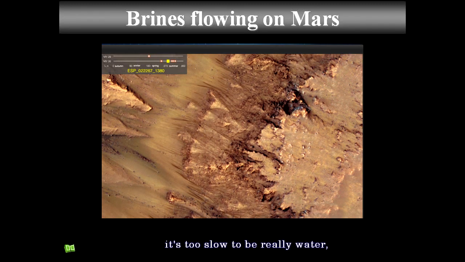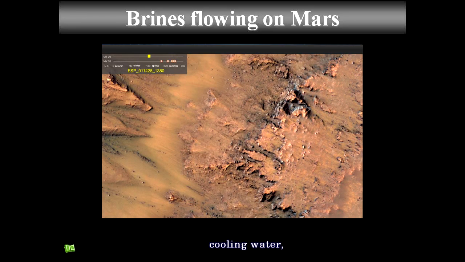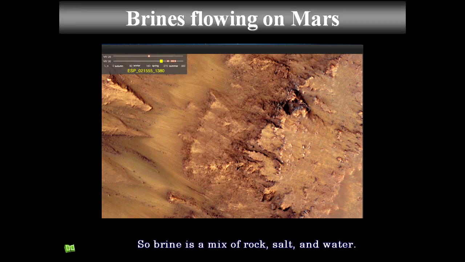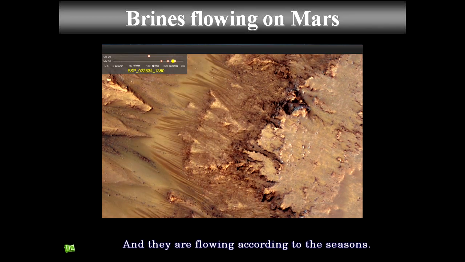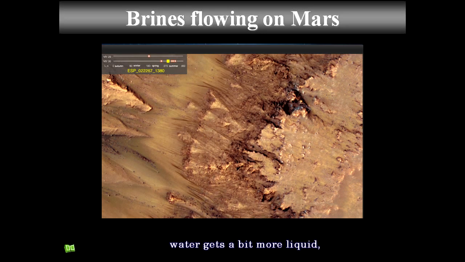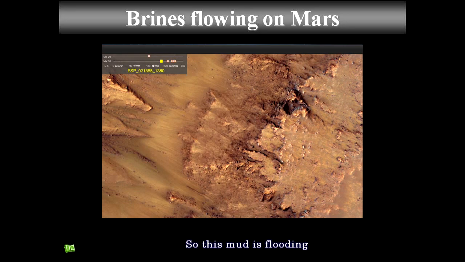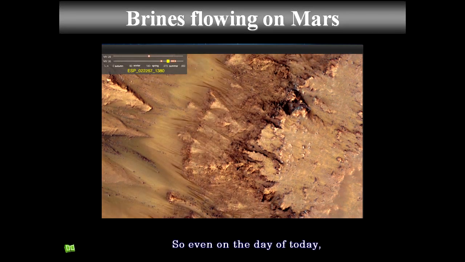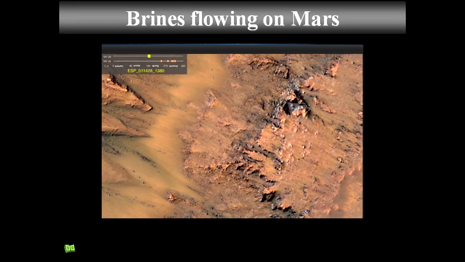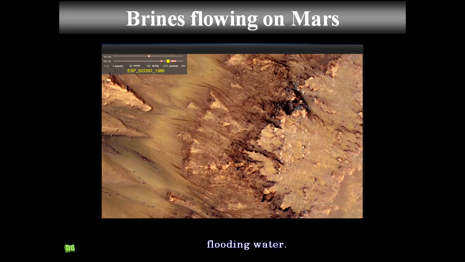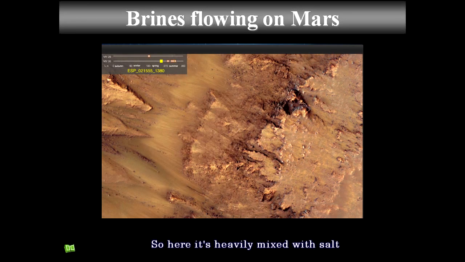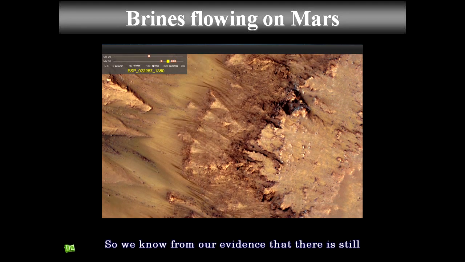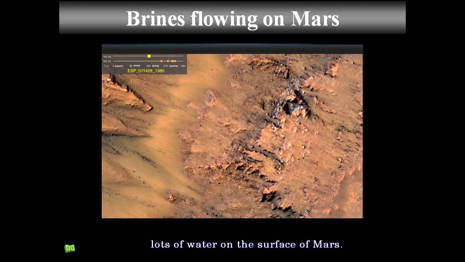And those dark features, it's too slow to be really running water. So what we think it is, it's brines. Brines are a mix of rock, salt, and water, and they flow according to the seasons. When it's getting hotter, the water gets a bit more liquid, and it's like mud, let's say. So this mud is flowing down the slopes, creating those features. So still, to this day, there is evidence of the presence of things close to flowing water. Here it's heavily mixed with salt and rocks, but still there is evidence of water. So we have evidence that there is still lots of water on the surface of Mars.